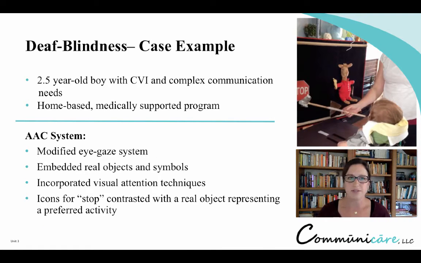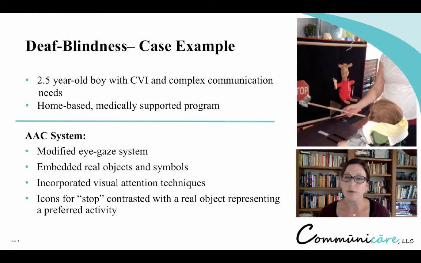So we have a case example to bring this to light: a 2.5-year-old boy with a CVI and really complex communication needs, in a home-based early intervention program, really medically supported at all times. We wanted to develop a modified eye gaze system that capitalized on his eye gaze strengths, but at the same time took into account his visual needs, based on the nature and severity of his CVI.